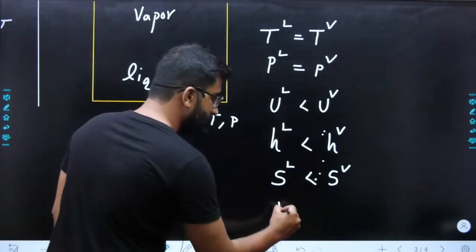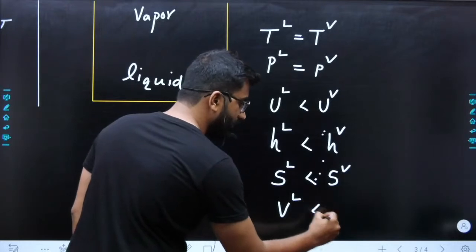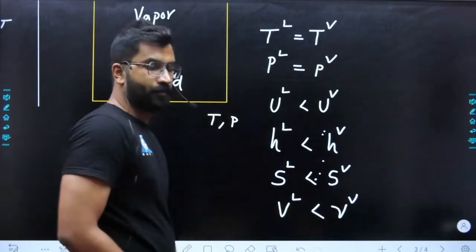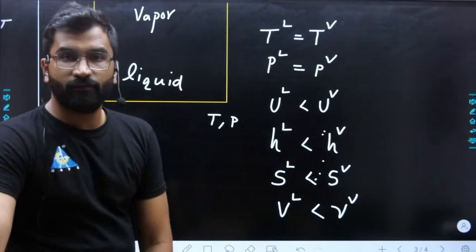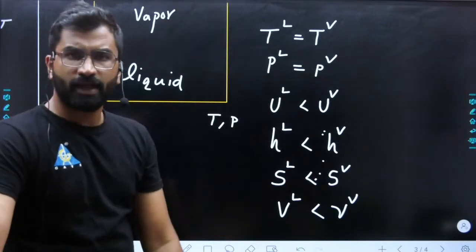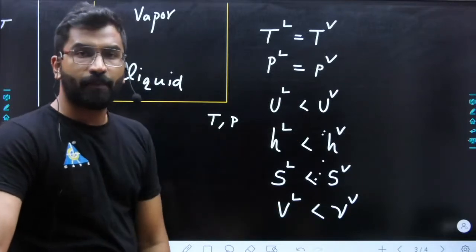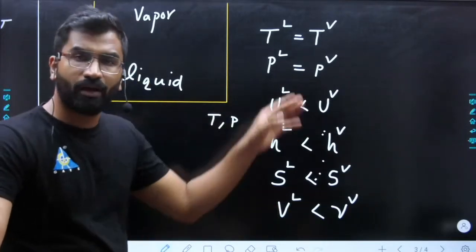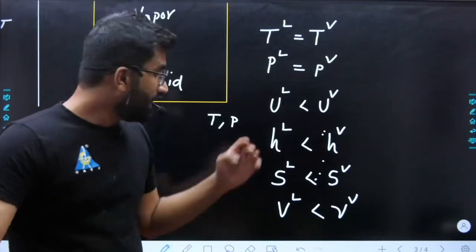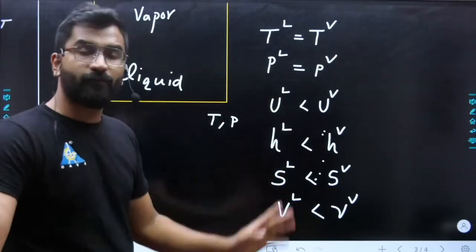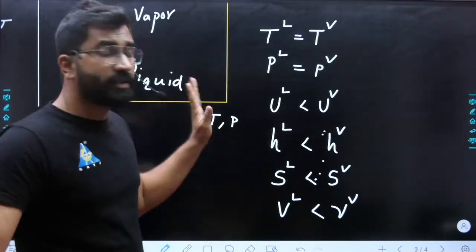Same way, specific volume of liquid will be less than specific volume of vapor. Right? Specific volume of vapor will be very, very high compared to specific volume of liquid. So internal energy of vapor ज्यादा होगा, entropy of vapor ज्यादा होगा, enthalpy ज्यादा होगा, specific volume भी ज्यादा होगा. Only these two things will be equal.